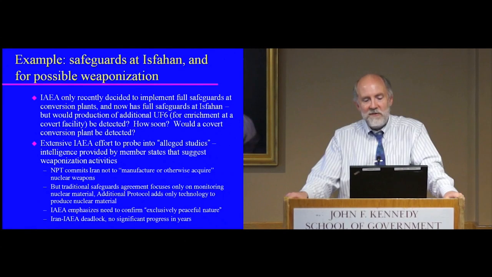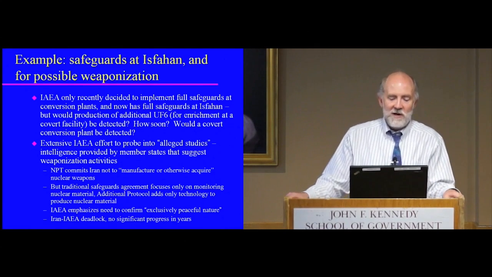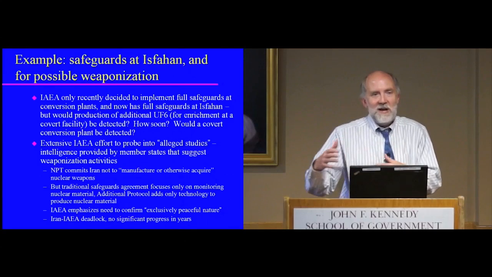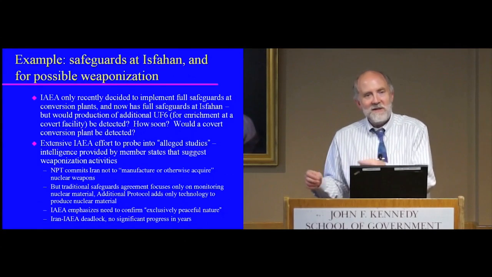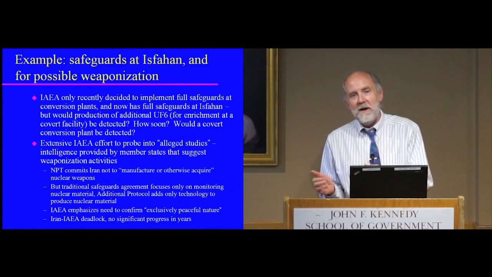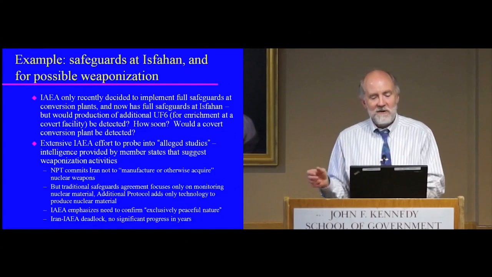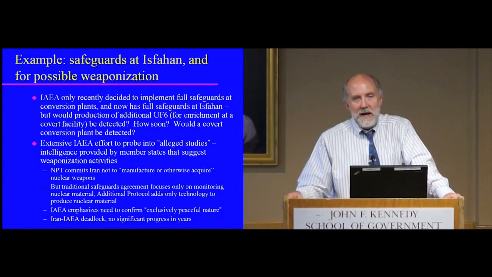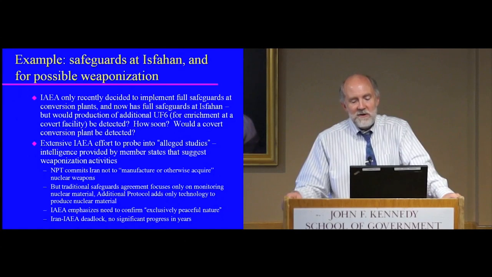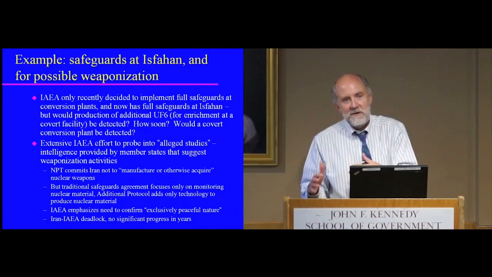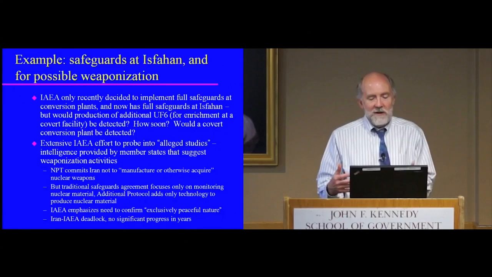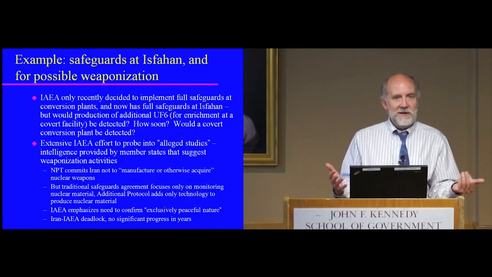So the NPT is not very explicit as to what's prohibited. It prohibits Iran from manufacturing or otherwise acquiring nuclear weapons. But where in the chain of building and testing a component or designing it starts getting into manufacturing or otherwise acquiring is a hotly debated topic. And traditional safeguards and even the additional protocol really focus on nuclear material. So if you're doing all of these tests and experiments and designs without actually using any uranium or plutonium, in principle, the IAEA has very limited legal authority.